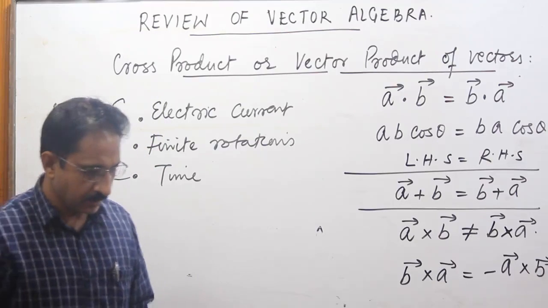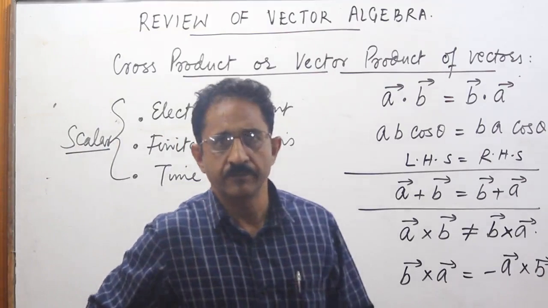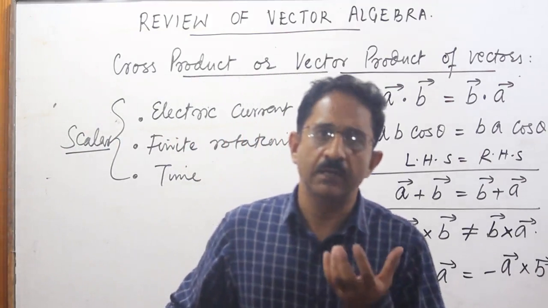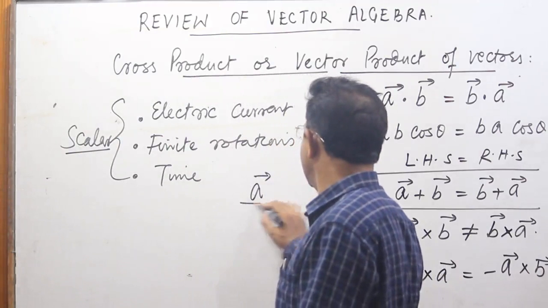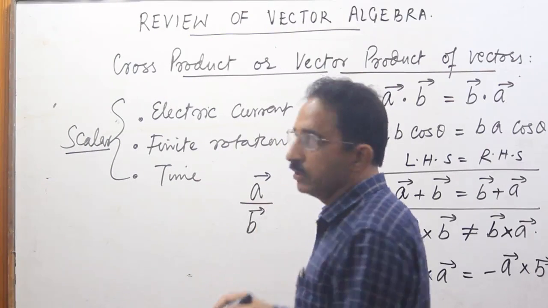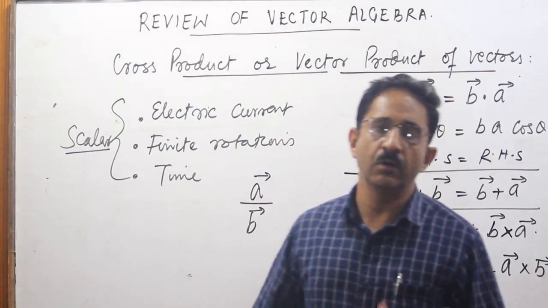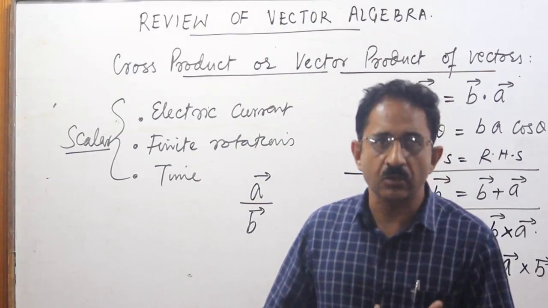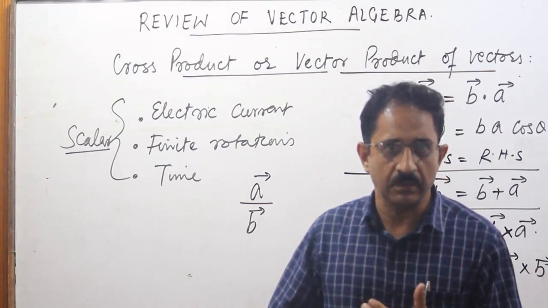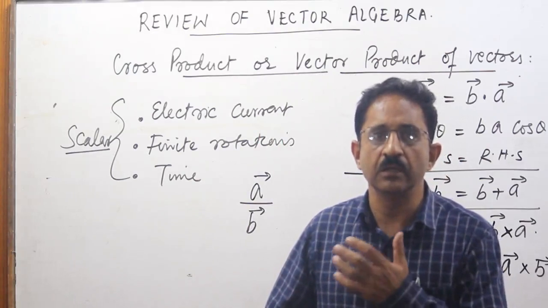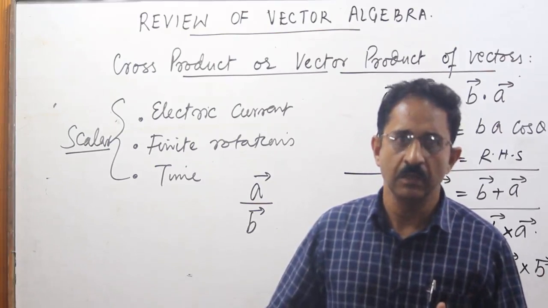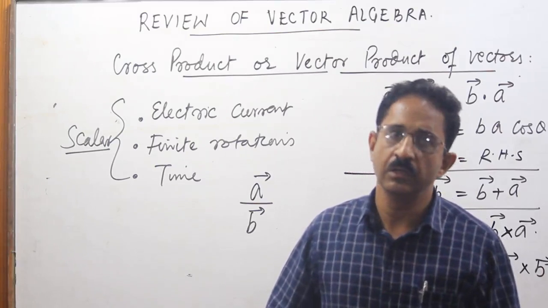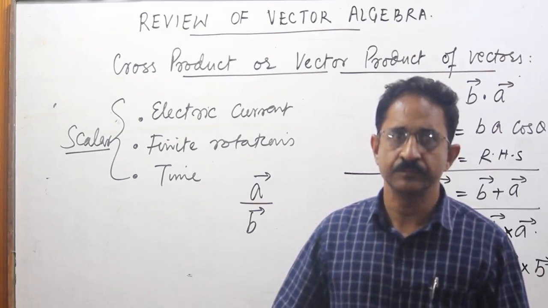Now, in case of vectors, division is not permissible. That means division is not a valid operation in case of vectors. I cannot divide a vector A with vector B because magnitudes का division तो हो सकता है, but we don't know how to divide direction of a vector with another vector. So in that sense, division is not a defined operation in case of vectors. We can multiply them, we cannot divide vectors.